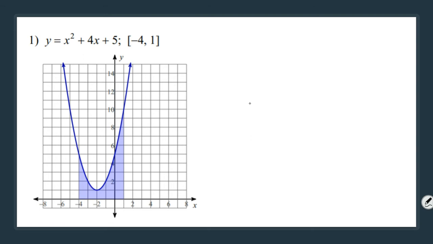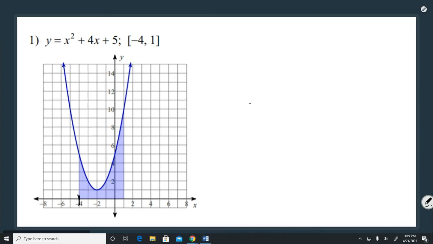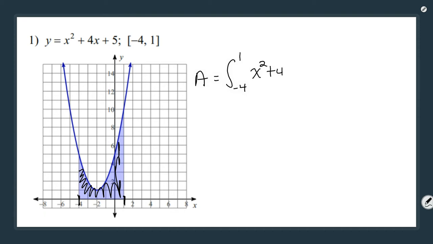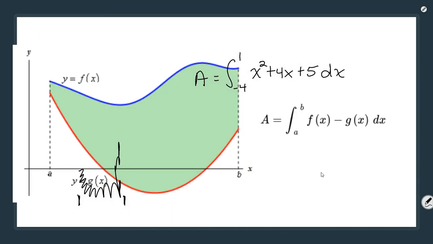So if I wanted to find all of this area, I can find it by taking the definite integral from -4 to 1 of that formula x squared plus 4x plus 5, and don't forget the dx. And then we could use our calculator to evaluate this for us, or we could take the antiderivative and substitute in and then subtract.